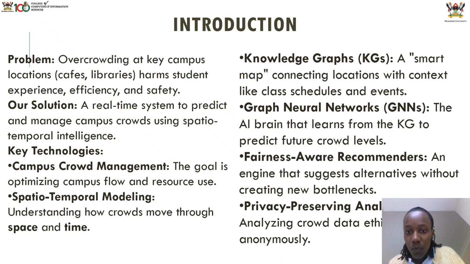Then we have graph neural networks, which are the brain of the AI, which learns from the knowledge graphs to predict future crowd levels. Then we have the fairness-aware recommenders. This is an engine that suggests alternatives without creating new bottlenecks, whereby it helps us manage the crowds and balance them without creating new crowds that are extra. So then we have the privacy-preserving analytics. This analyzes the crowd data ethically and also anonymizes it.